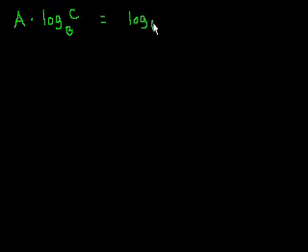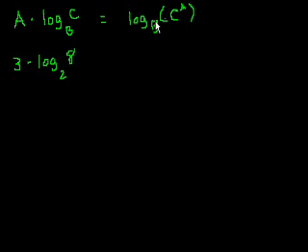logarithm base b of c to the a power. Fascinating. So let's see if this works out. Let's say I have, I don't know, 3 times logarithm base 2 of 8. So this property tells us that this is going to be the same thing as logarithm base 2 of 8 to the third power.